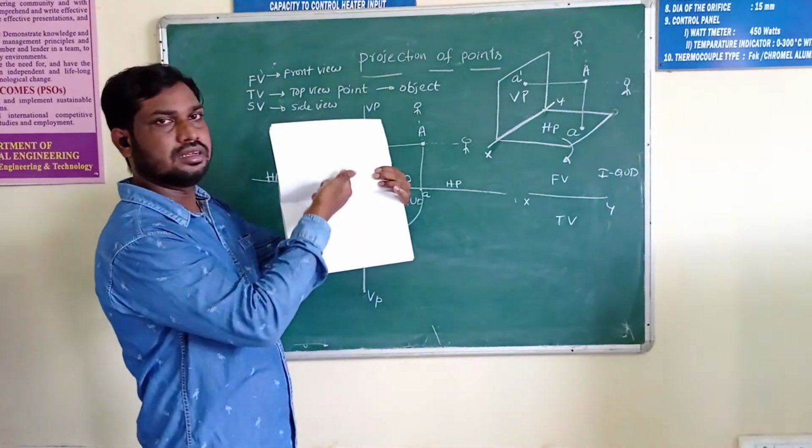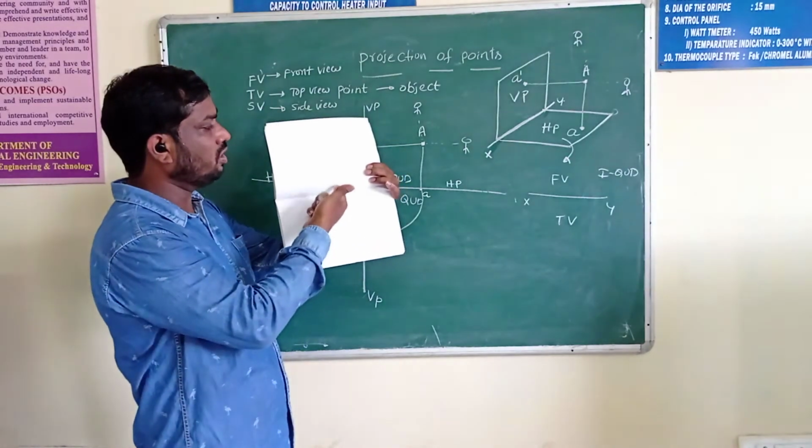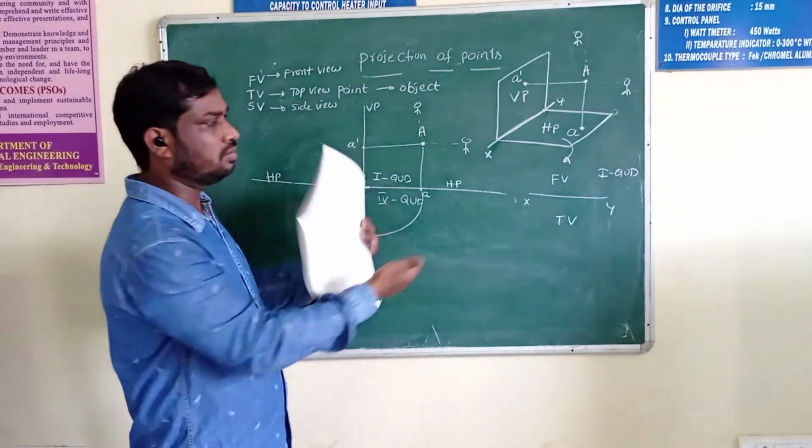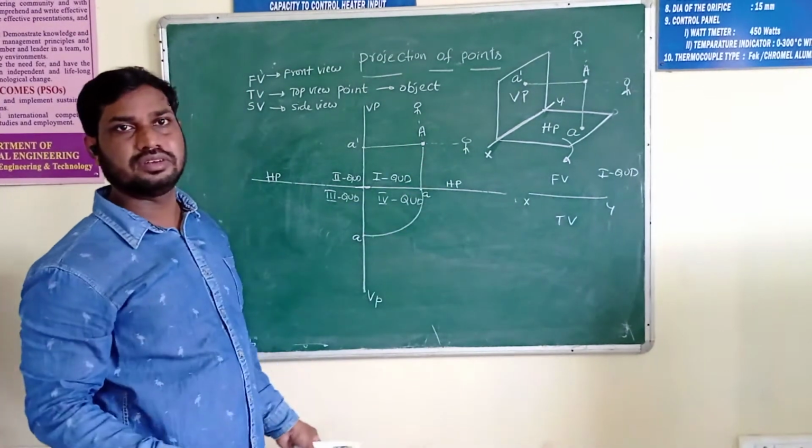You are getting this is the front view. This is the top. Okay. So above the xy line is the front view. Below the xy line is the top view. So I have written it like that. Above xy line is the front view. Below xy line is the top view.